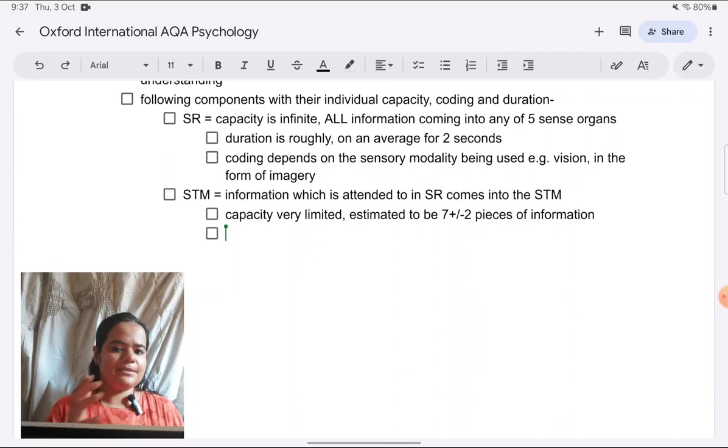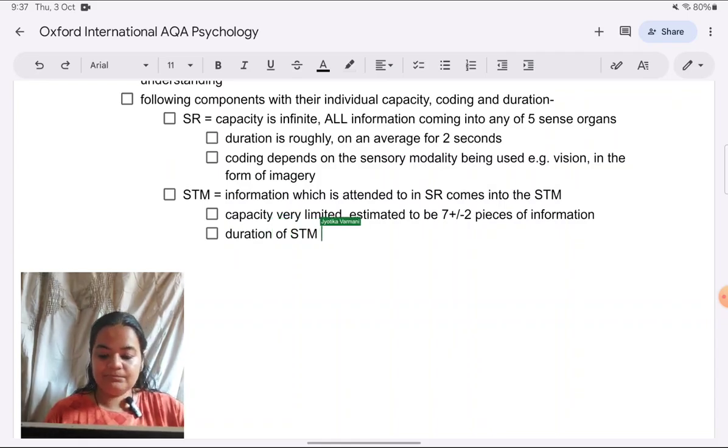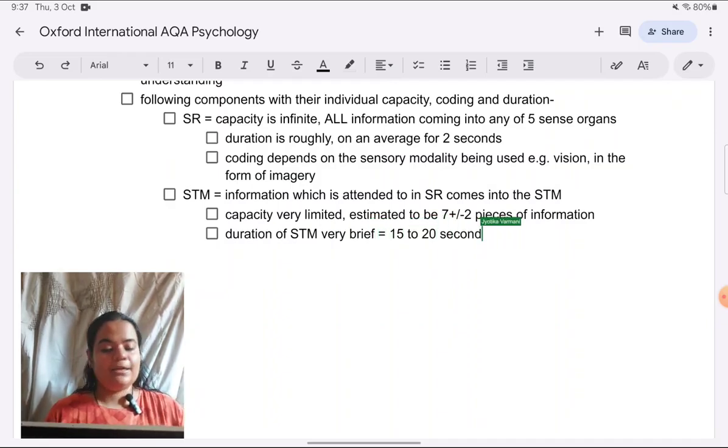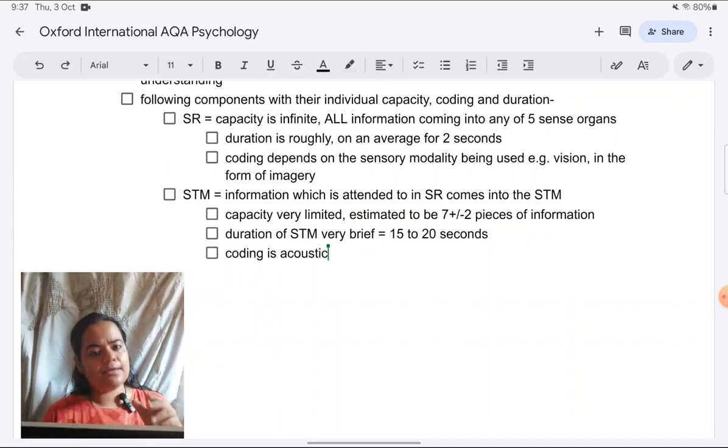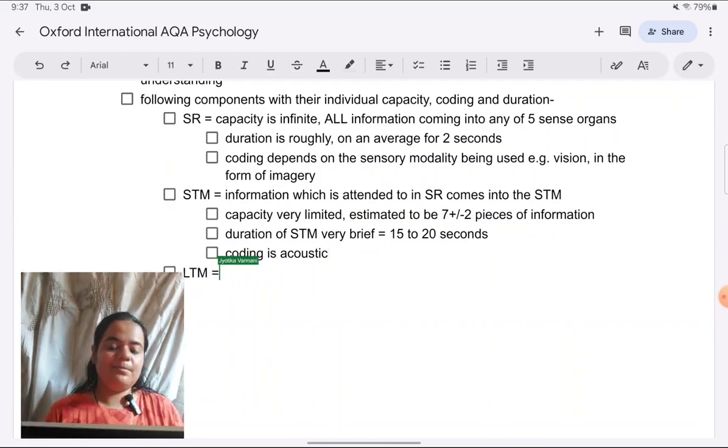It becomes easy: capacity, coding, and duration. Duration of STM is also very brief, as we know. It's estimated to be around 15 to 20 seconds. So that's how long it can hold information. And coming to coding, it is acoustic. It holds information in auditory form. So all the information coming from any sensory modality is converted into an acoustic form so that it can be held in short-term memory. Finally, coming to LTM, long-term memory.